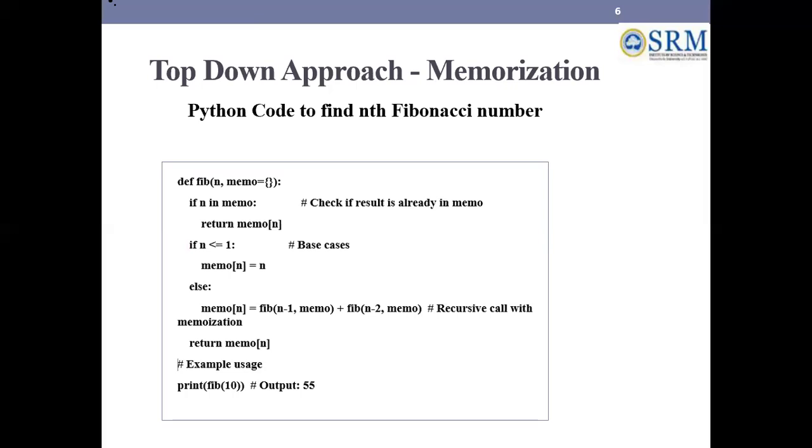Else, here we go to the Fibonacci recursive call. Memo of n is equal to Fibonacci of n minus 1 plus Fibonacci of n minus 2, with memo. This is the recursive call with memoization. Return memo of n. So if the input is Fibonacci of 10, it performs the recursive calls and the output returns 55. This is an example of the top-down approach in dynamic programming to find the nth Fibonacci number in the Fibonacci series.